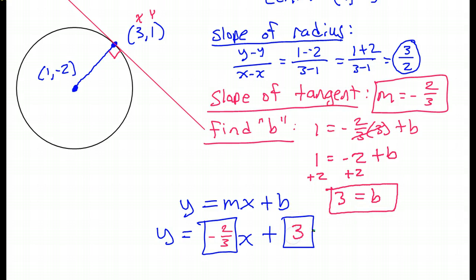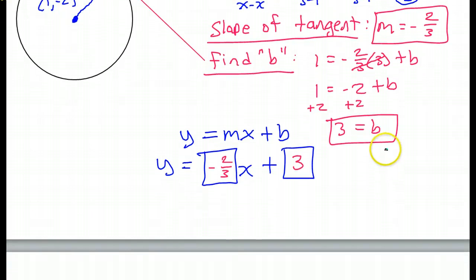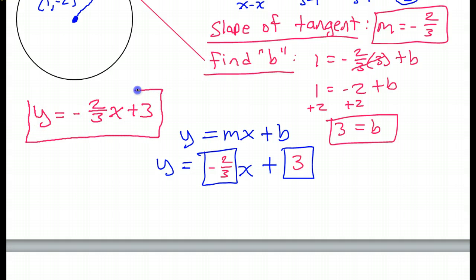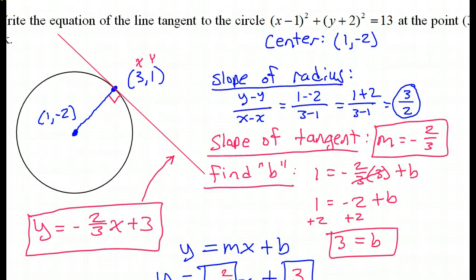So that's going to wind up going here, and that's all we needed. So this is the equation. I'm just going to rewrite it. Our final answer is y equals negative 2/3 x plus 3. Alright, that is the equation of the tangent line. That's it for number 6.